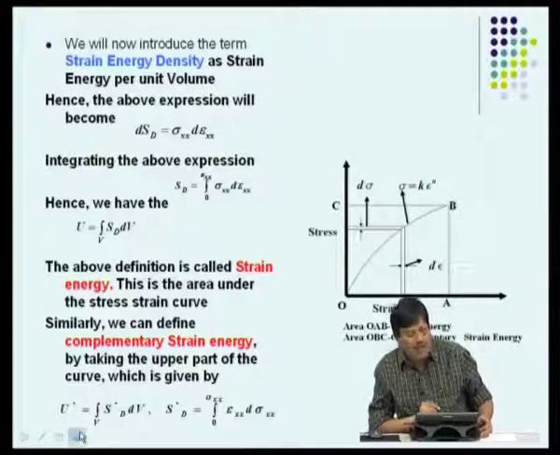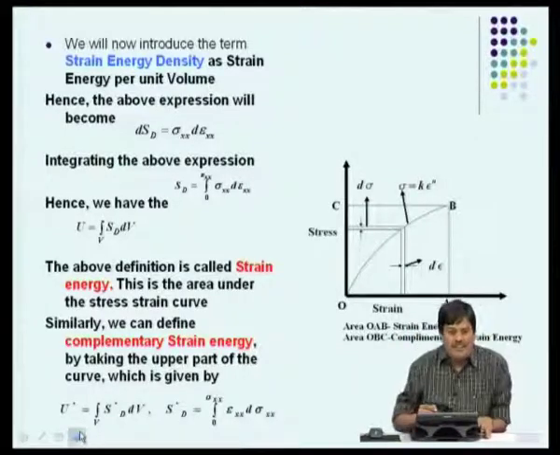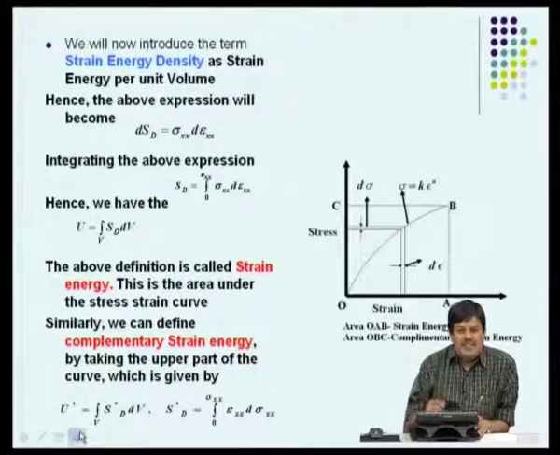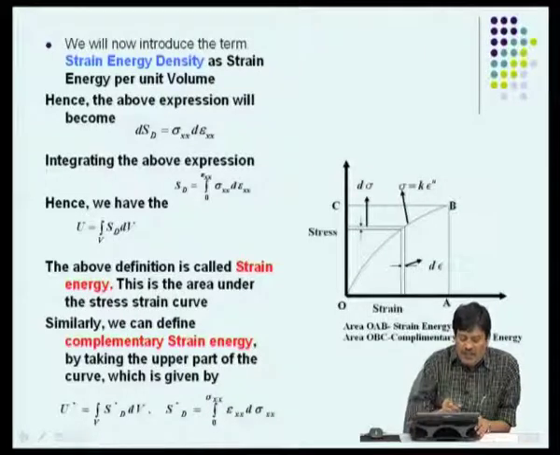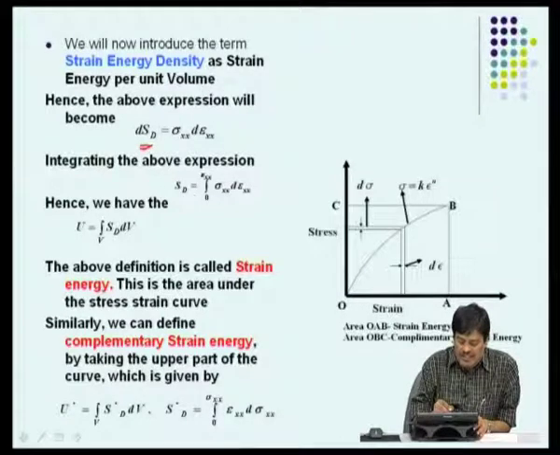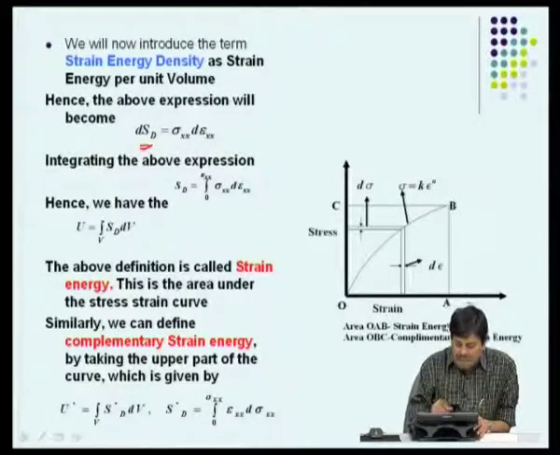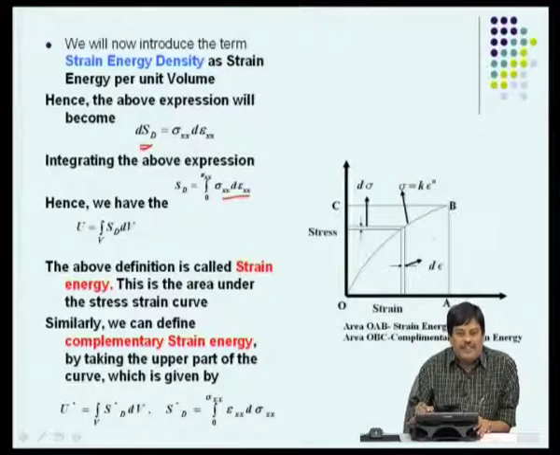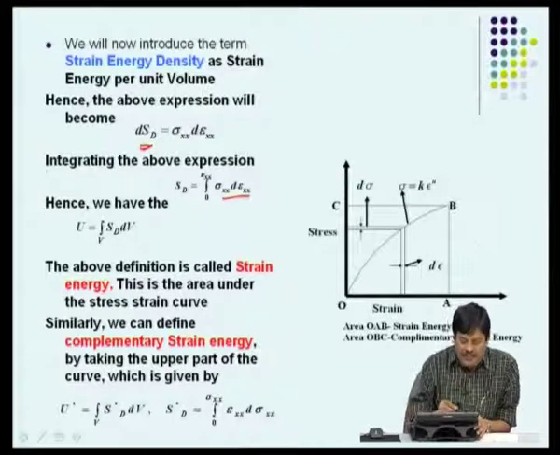Now, we introduce the concept of what is called strain energy density, which is nothing but strain energy per unit volume. Hence, from the above expression, the change in the strain energy density is equal to sigma xx into d epsilon xx. So, the total strain energy density is nothing but the integral from 0 to epsilon xx of sigma xx into d epsilon xx. And once we determine the strain energy density, we can write the total strain energy as U equal to the integral of the strain energy density over dV.